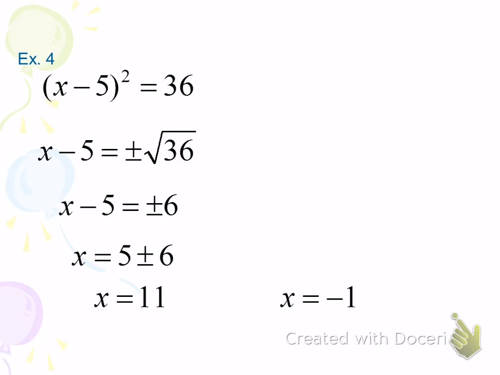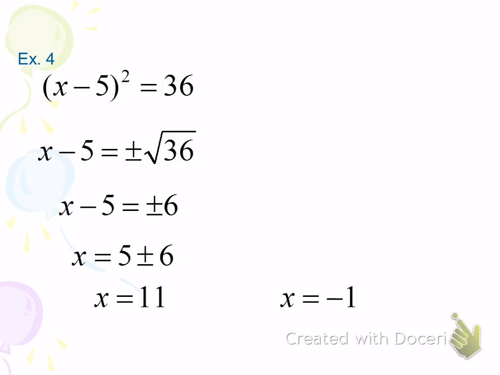All right, so when we solve that, we get 5 plus 6, which is 11, and 5 minus 6 is negative 1. So two solutions. Now, we could do it the other way, but it takes a long time to square x minus 5, subtract 36, and then factor it. But it would factor. You could solve this by factoring.